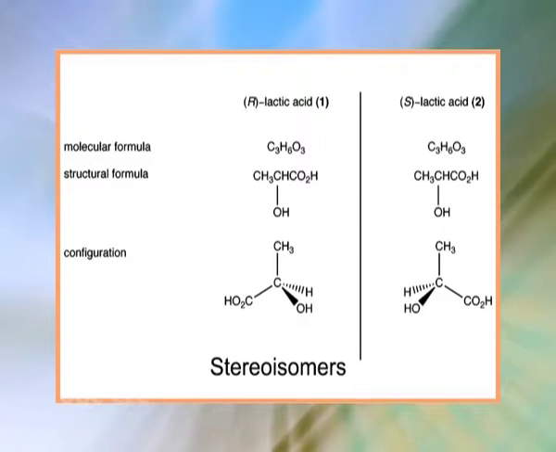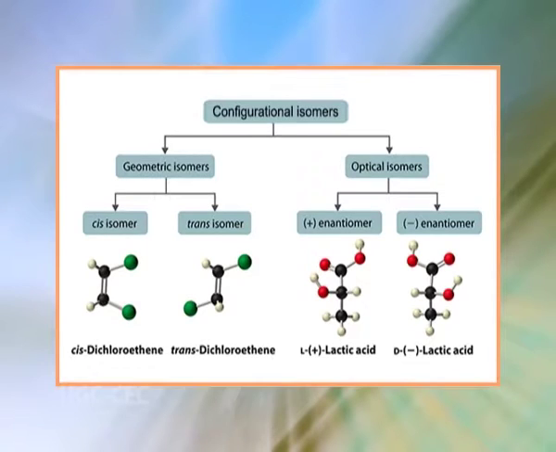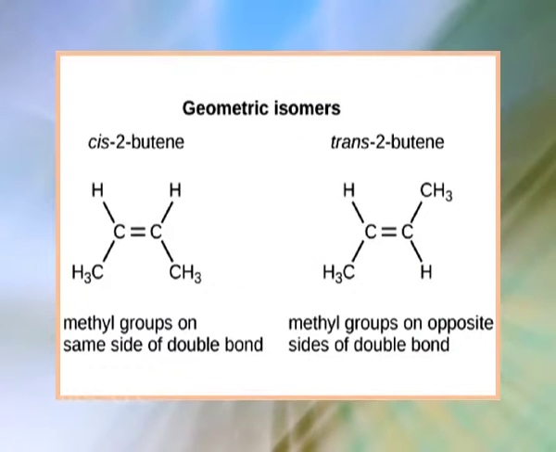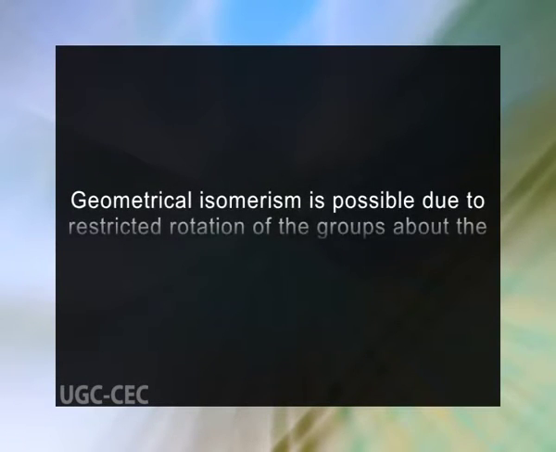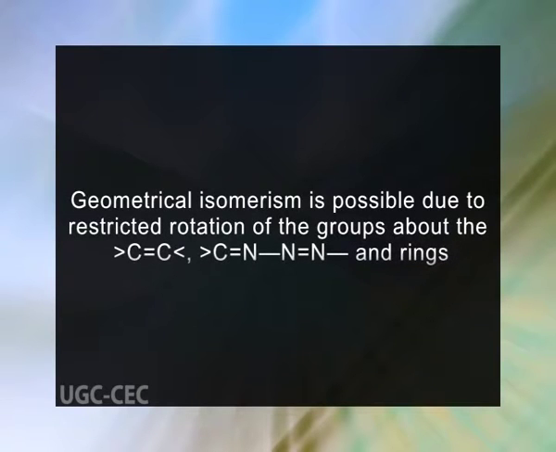Stereoisomers which cannot be interconverted into each other freely, that is, without breaking of bonds, are called configurational isomers. Geometrical and optical isomers are two important types of configurational isomers. In geometrical isomerism, pairs of isomers exist with groups in the molecule held rigidly with respect to one another. Geometrical isomerism is possible due to restricted rotation of the groups about the carbon-carbon, carbon-nitrogen, nitrogen-nitrogen double bond and rings.